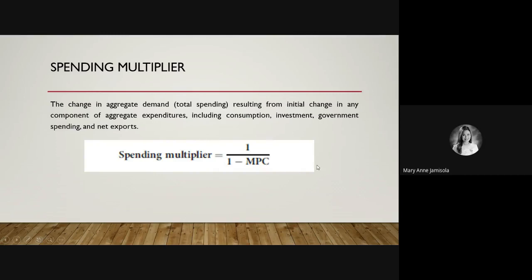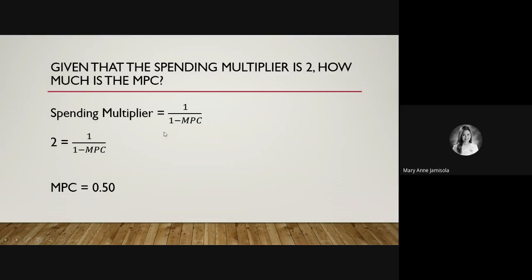So in our previous example, the problem actually gave us the spending multiplier of 2. If we are to compute the MPC, the given spending multiplier is 2. So using this formula, 1 over 1 minus MPC, just substitute the spending multiplier with its actual value of 2. So this will be 2 is equal to 1 over 1 minus MPC. Therefore, MPC is equal to 0.5.